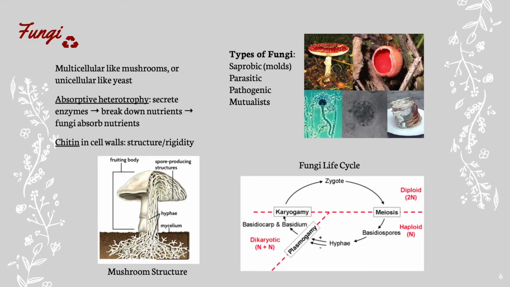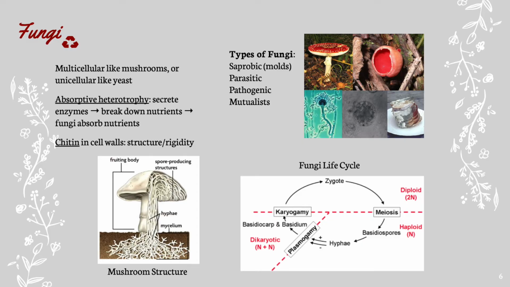Parasitic fungi invade plants and steal nutrients from them by absorbing them through their hyphae. Pathogenic fungi can cause diseases like fungal infections, and mutualists benefit both the fungi and plant since they help the plant absorb water and nutrients while also getting some of the food made by the plant.